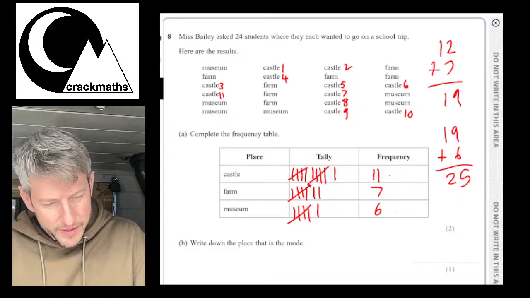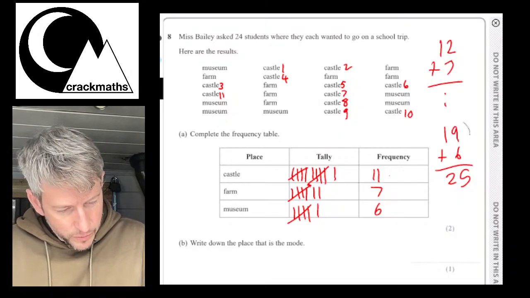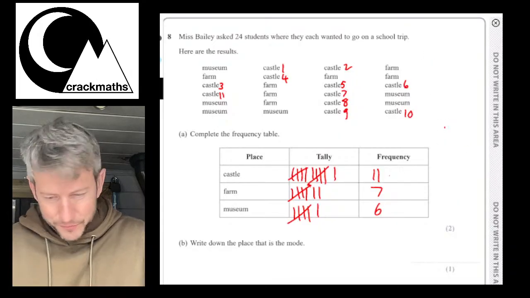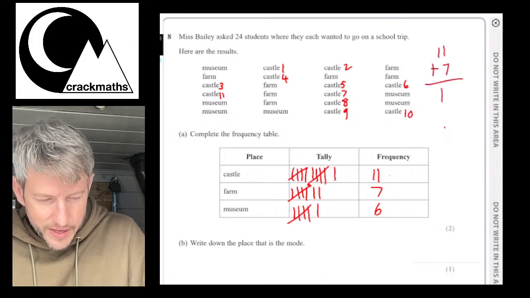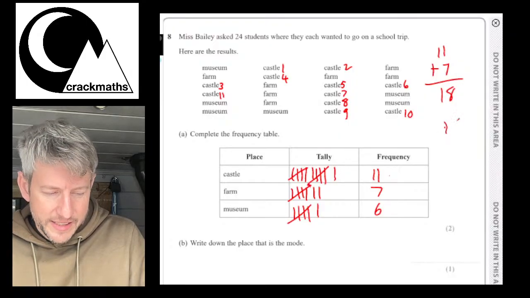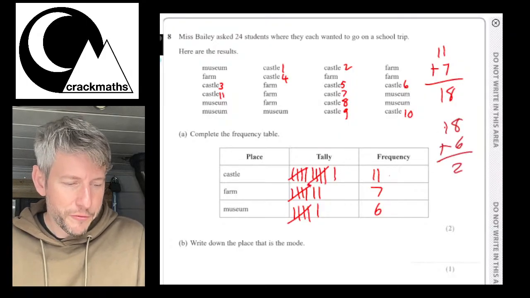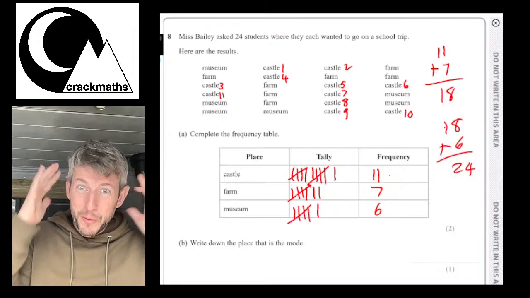Now we've got a nice answer here. Let's try this again. So instead, we've got 11 add 7 is 18. And then we've got 18 add 6 is 24. Yes! Okay. Whew. We're all good.